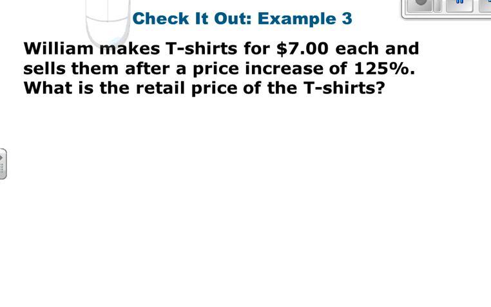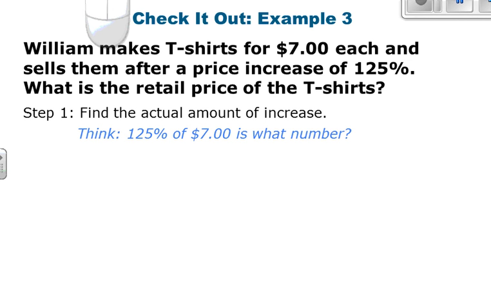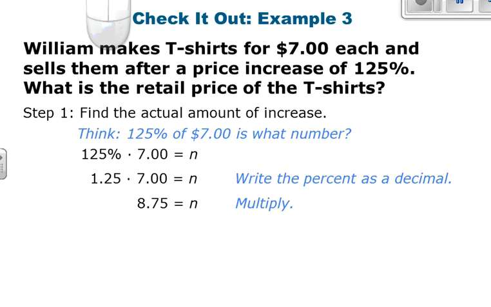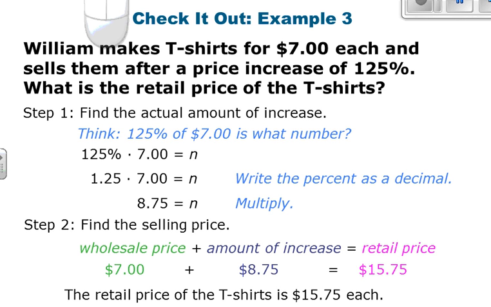Try this one on your own. Find that amount of markup first. So we're going to continue. Multiply the two, 125% of 7 is $8.75. Now that's our amount of markup. So now we're going to add that in. So I want you to find the final price. $7 plus $8.75 is $15.75 each.